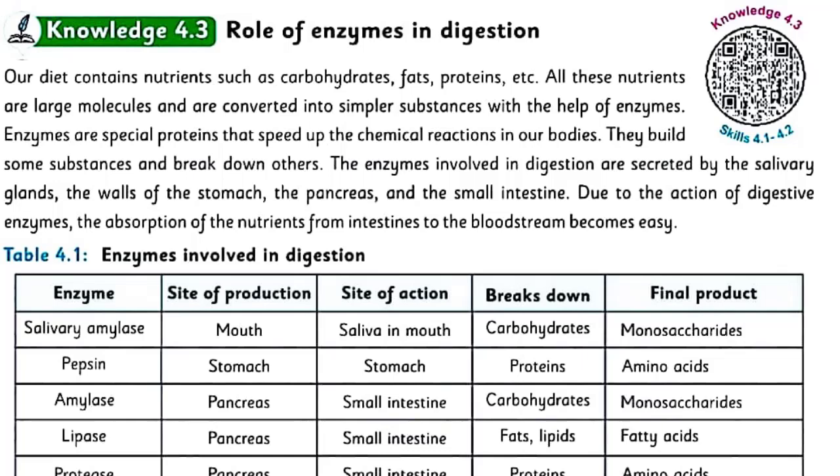Enzymes are special proteins that speed up the chemical reactions in our bodies. They build some substances and break down others. The enzymes involved in digestion are secreted by the salivary glands, the walls of the stomach, the pancreas, and the small intestine. Due to the action of digestive enzymes, the absorption of the nutrients from the intestines to the bloodstream becomes easy.